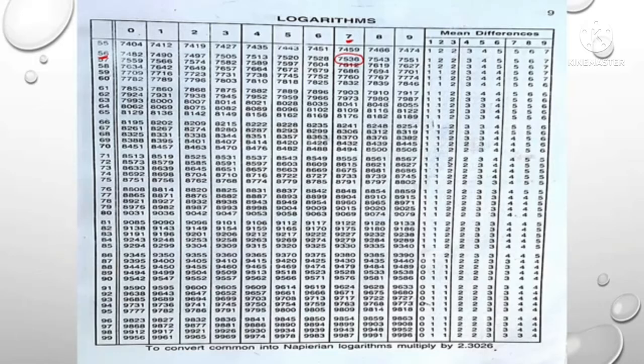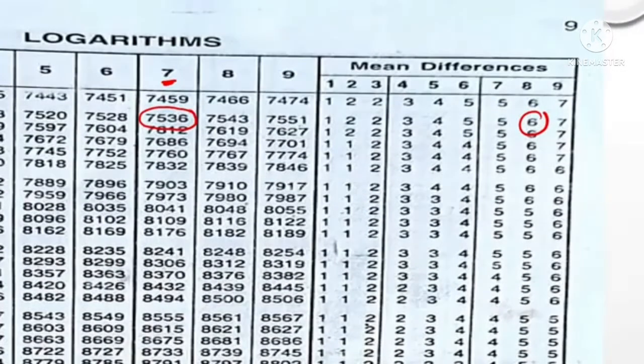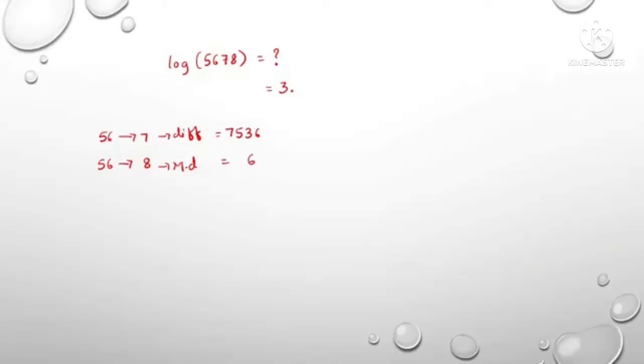56 is here, and 8 in the mean difference column is here. So we have the number 6. In the horizontal direction, you can go from 56 at 8, and in the mean difference column we have the number 6. You can observe it properly. We can write it here. This is 6. We have to add these two numbers. 6 plus 6 will be 12. 3 plus 1 is 4. Remaining is 5 and this is 7.